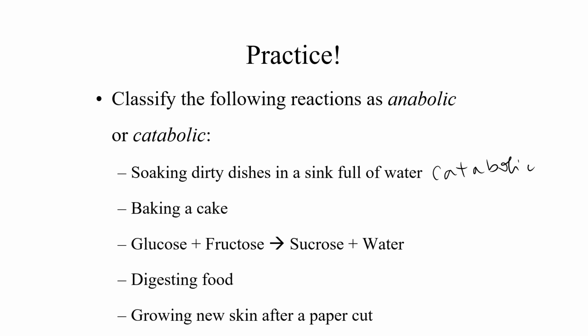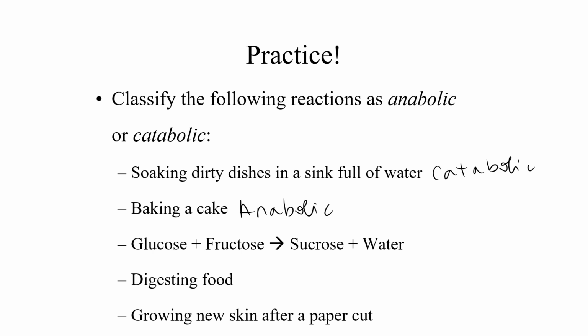All right, the next one is baking a cake. If you've ever put a cake in the oven and you've opened it when it's ready, you've probably been hit in the face with hot steam when you're ready to take that cake out of the oven. That hot steam comes from water being removed or dehydrated from those wet ingredients. Since water is being removed or dehydrated, what type of reaction do you think this is? This one's a building reaction known as an anabolic reaction.